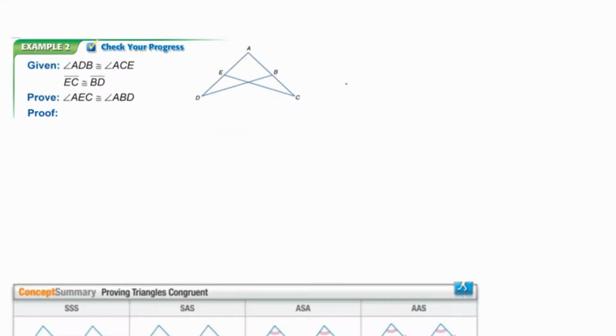Okay, so to complete the next proof, we'll separate the triangles again so it's easier to see what we have.